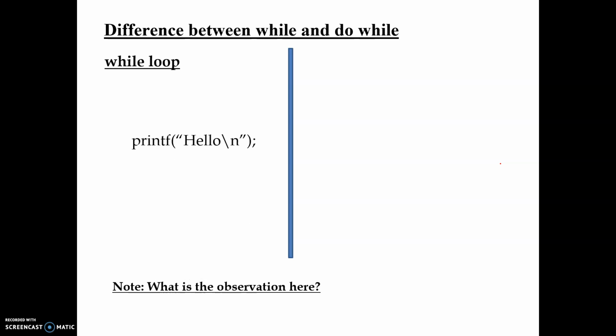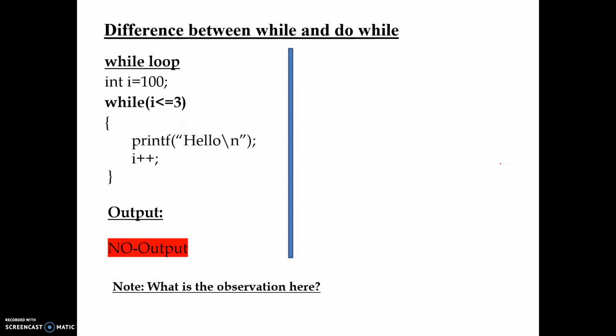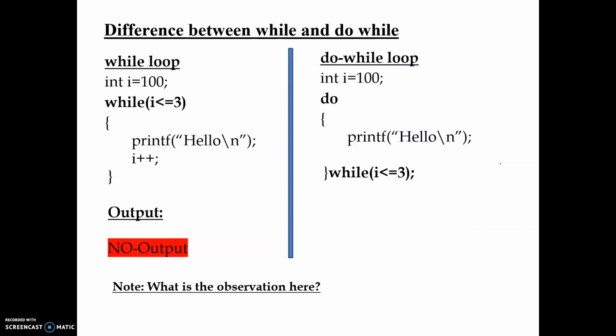So let us try to see this. If the condition fails, what happens is, in this case we took the initial value of i as 100, which is greater than 3, so the condition fails here, so it directly exits, and hence we will not get any output.